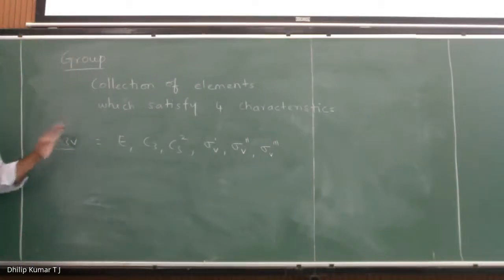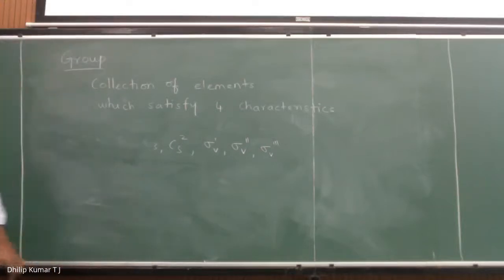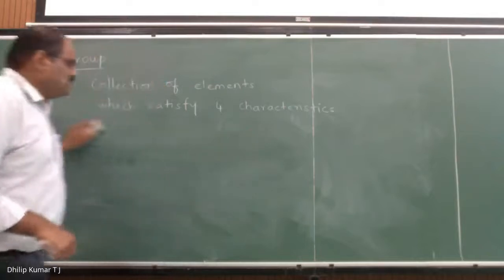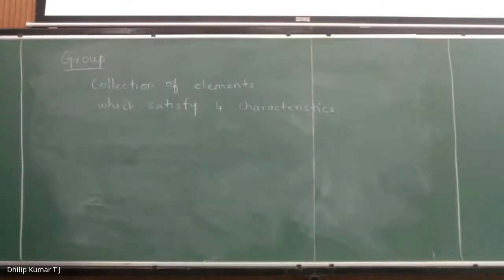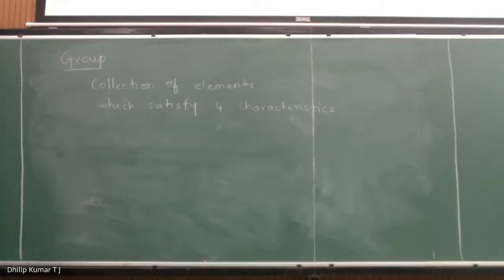It has some 4 characteristics. What are they? You just see maybe next class. Okay, I'll just stop it here, or I can quickly tell. Like, no, it will take some time. The group is a collection of elements which satisfy 4 characteristics.